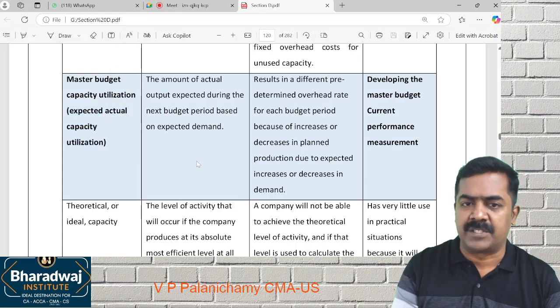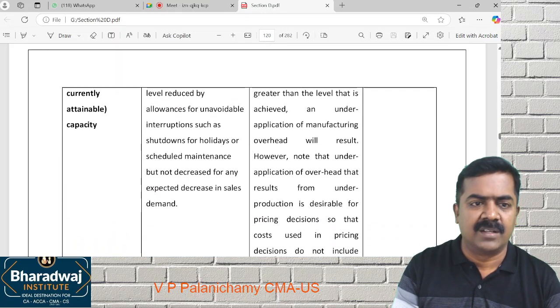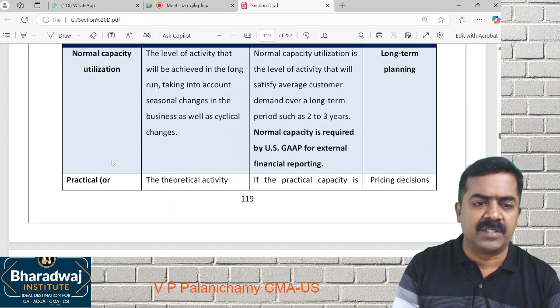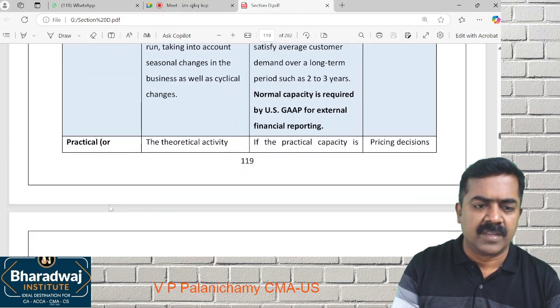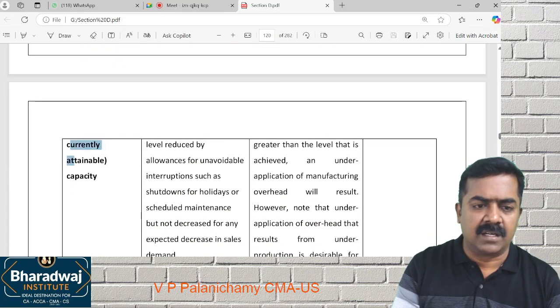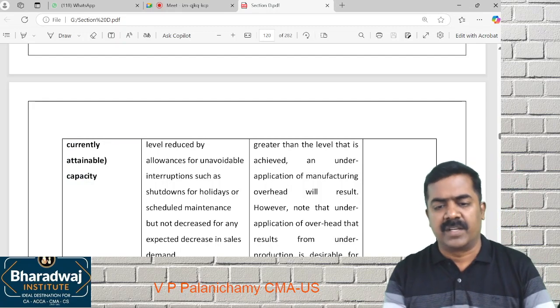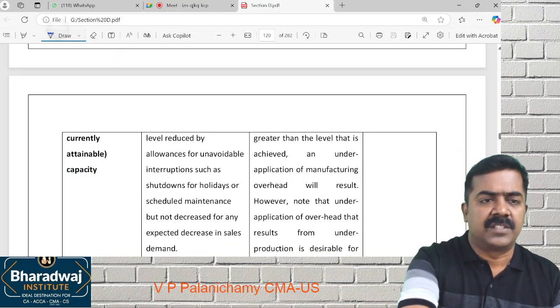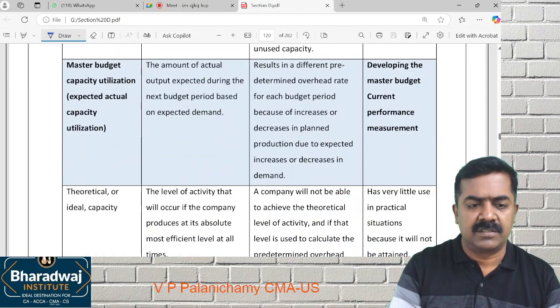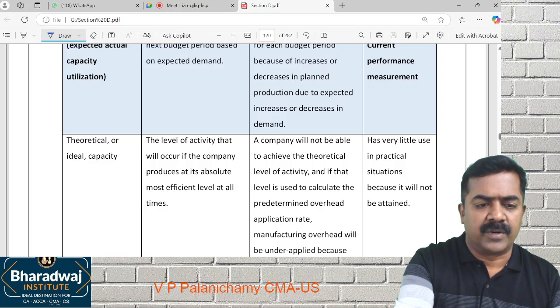So depending upon the master budget, I work out the expected actual capacity utilization. Then I compare it with practical capacity or attainable capacity. For example, I can manufacture theoretically about 40,000 units.